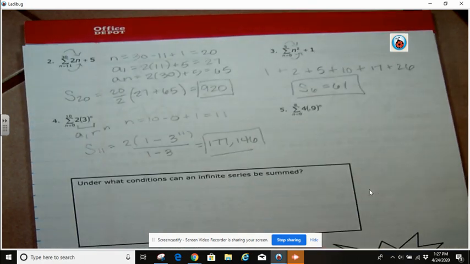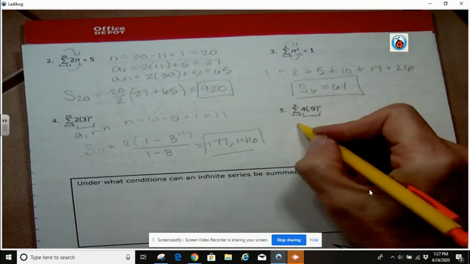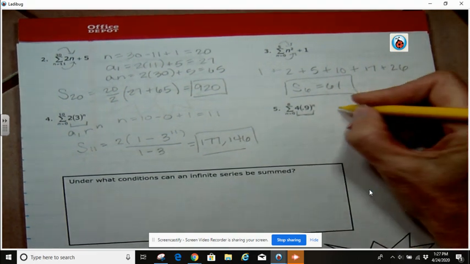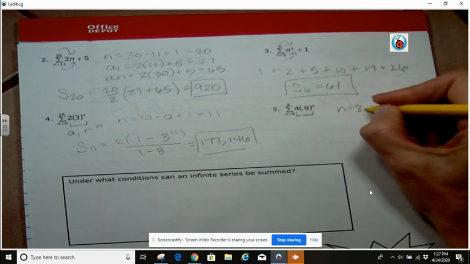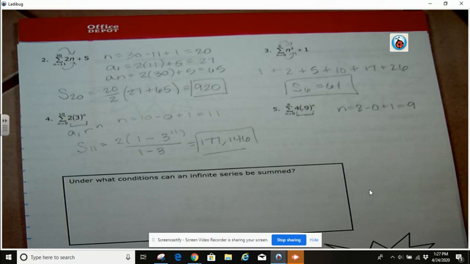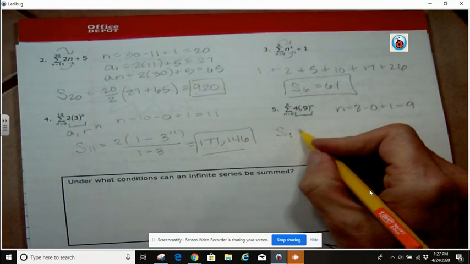So we said that number 5 is also geometric because, again, there's an exponent. And so we need to know n, a sub 1, and r. So based on this being geometric, I can say that a sub 1 is 4 and r is 9/10. N would be the top number minus the bottom number plus 1, which gives you 9. So if you start by substituting in 0 and you stop when you get to 8, there'd be 9 terms altogether. So we've got that it's geometric, so we know we have a formula that we can use.